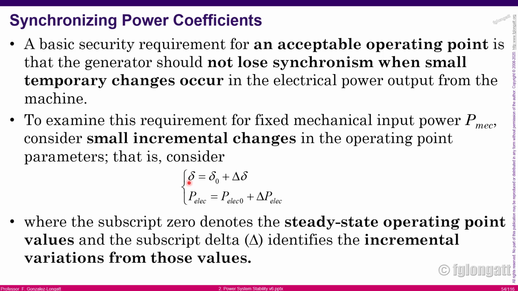Imagine that we are working in a steady state. The initial angle is delta zero, and we are delivering an electrical power that is P_e0. Then we make a very small, incremental change on the angle that creates changes on the active power. We use delta to describe those incremental changes: a small incremental change on the angle, delta delta, and a small incremental change on the electric power, delta P_e.